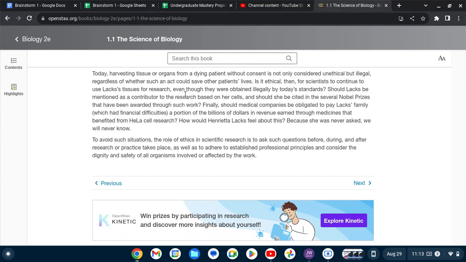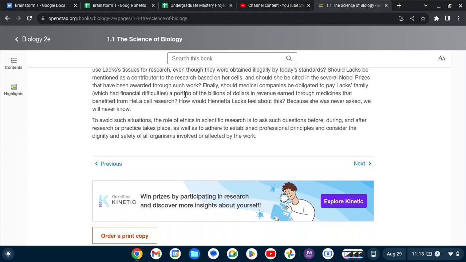How would Henrietta Lacks feel about this? Because she was never asked, we will never know. To avoid such situations, the role of ethics in scientific research is to ask such questions before, during, and after research or practice takes place, as well as adhere to established professional principles and consider the dignity and safety of all organisms involved or affected by the work.